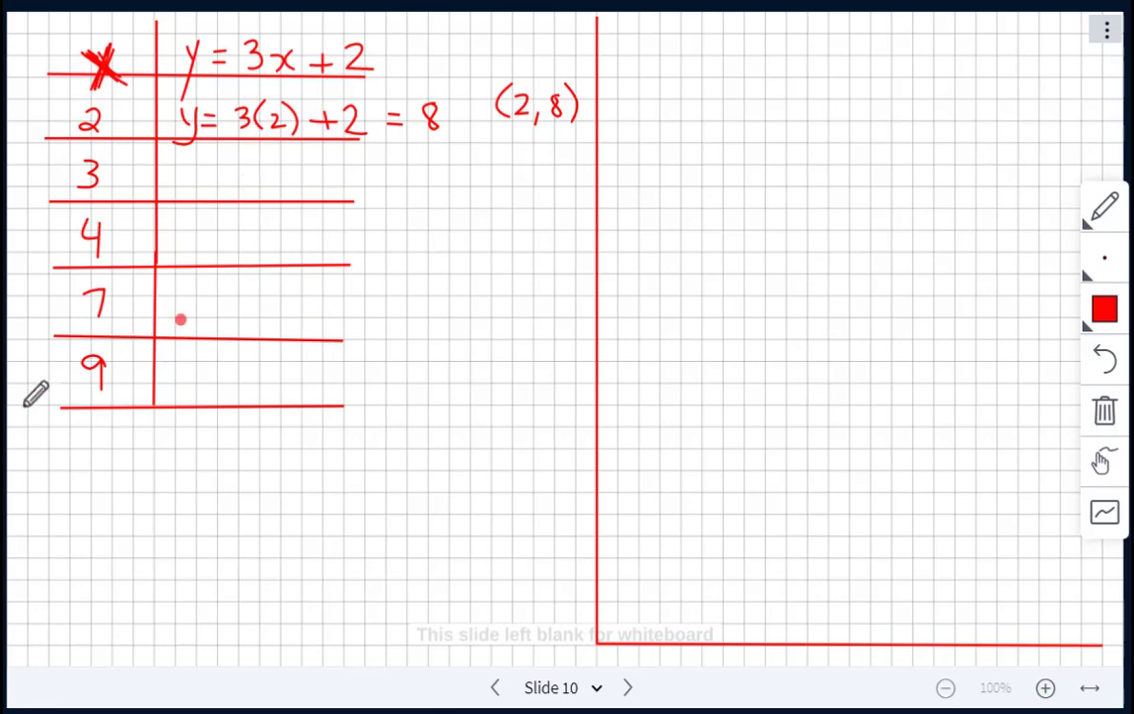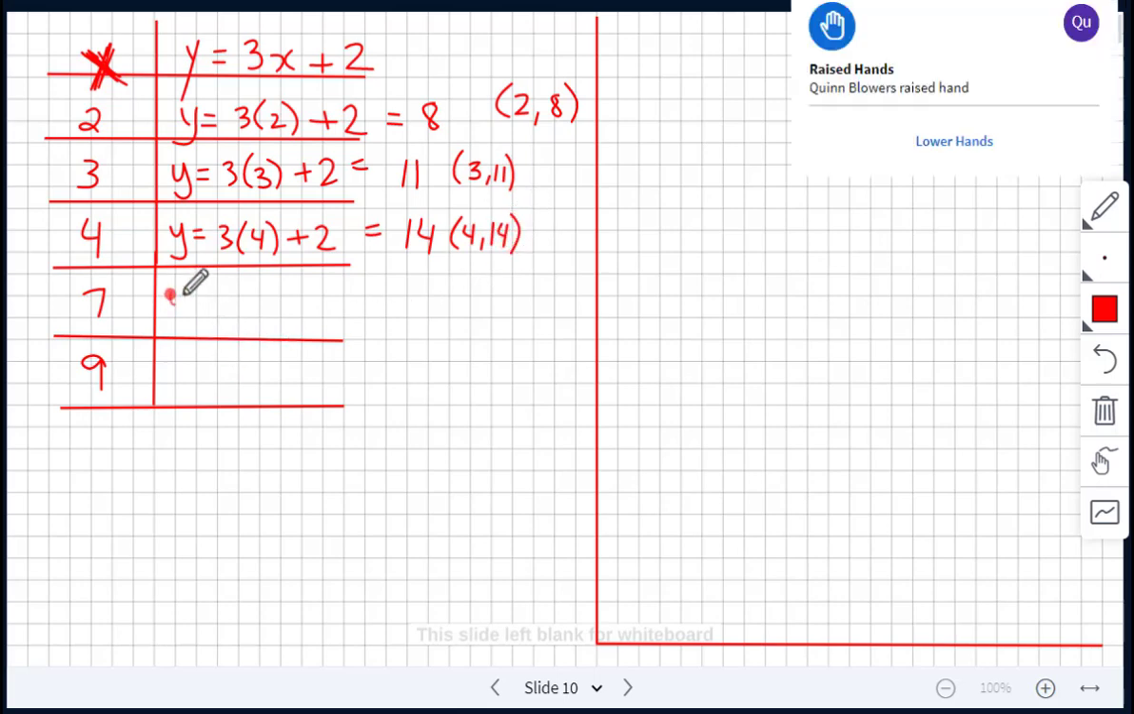So next we have 3. So our next one here, y equals 3 times 3 plus 2. That gives me 9 plus 2, which is 11. Next one, we have 3 times 4 plus 2. That gives me 14. And I should be writing my coordinates as I go along here. This coordinate would be 3, 11. This coordinate would be 4, 14.